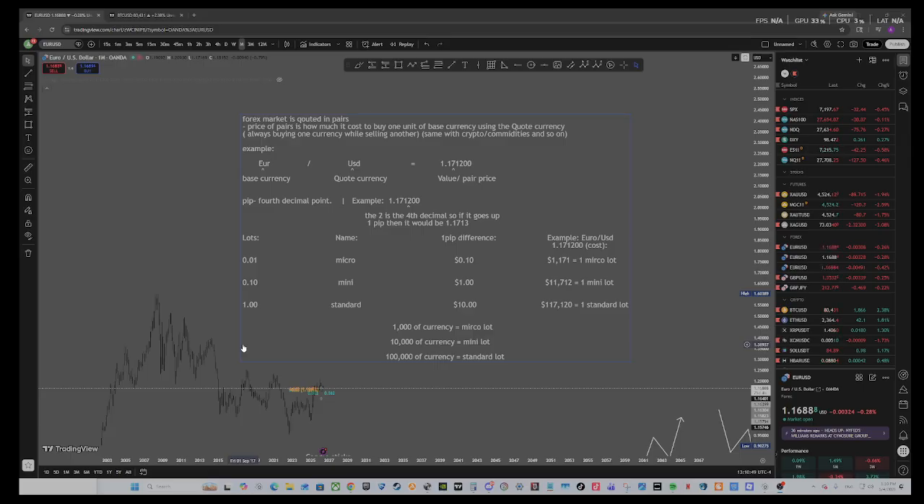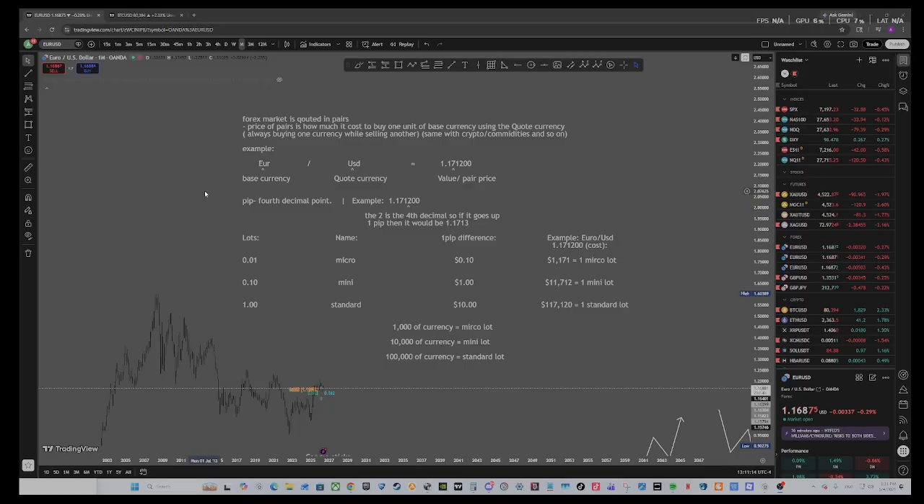Example, right now we're using Euro USD. The base currency is the euro, the quote currency is the US dollar. The value is 1.17, right? A dollar and 17 with 12 pips. A pip is the fourth decimal point. An example would be the 2 right here, right? The 2 is the fourth decimal. So if it goes up 1 pip, then it would be a dollar 17 with 13 pips, right?